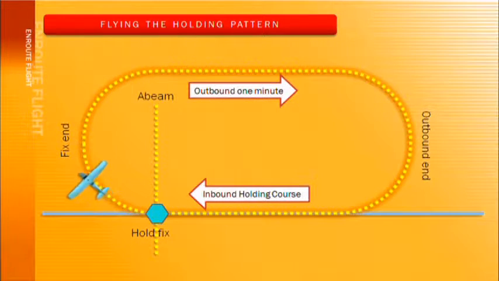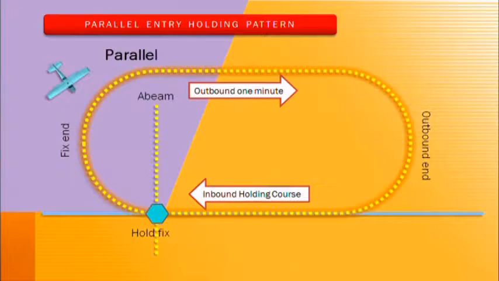Notice that as the aircraft crosses the fix, it begins the turn into the protected side of the hold until passing abeam the fix, at which point it travels outbound for 1 minute before turning inbound to intercept the inbound holding course and track to the fix. Now, here's the parallel entry. Let's take a look at actually flying a parallel entry.